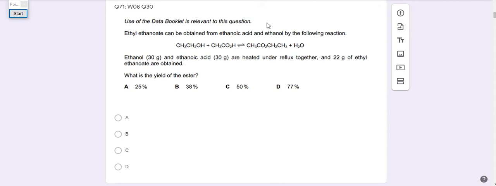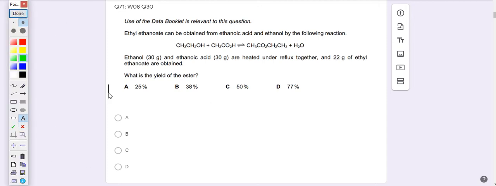So let us find the 100% percentage yield first. That means we assume that this reaction goes to completion. Okay, 100% of the ethanol and ethanoic acid will turn into ester. Then after that, they give us actually only 22 gram of ethyl ethanoate obtained. Then we calculate what's the percentage. Okay, so now let's start.